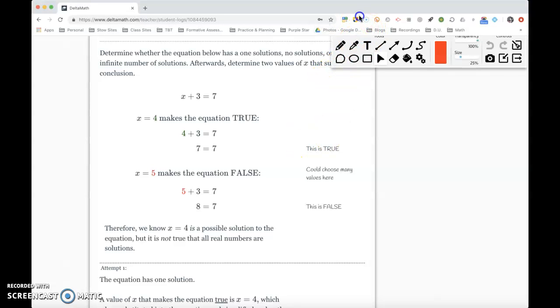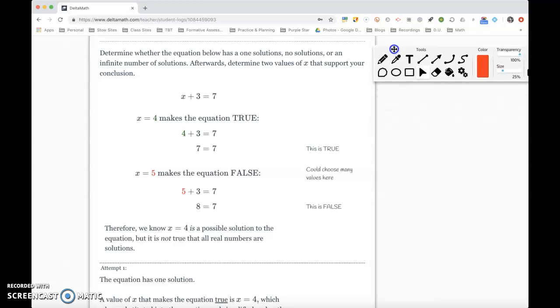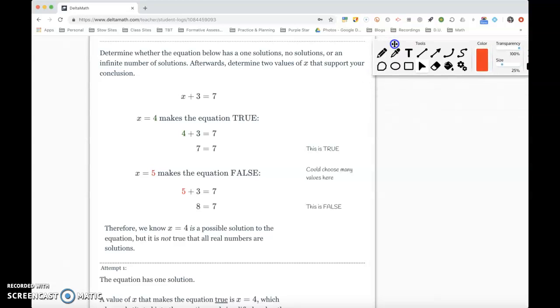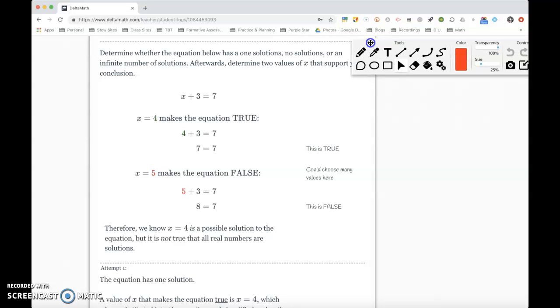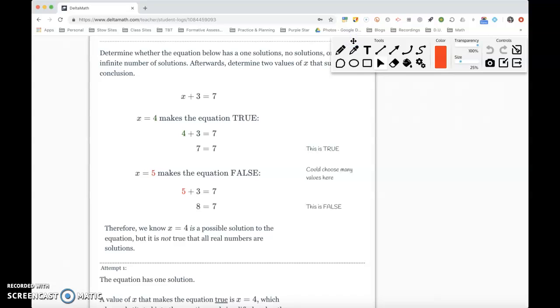This question is asking, let's see here, it says determine whether the equation below has one solution, no solutions, or an infinite number of solutions. Afterwards, determine two values of x that support your conclusion. So some of what I think you guys are struggling with on this question is a little bit of the computer programming, right?